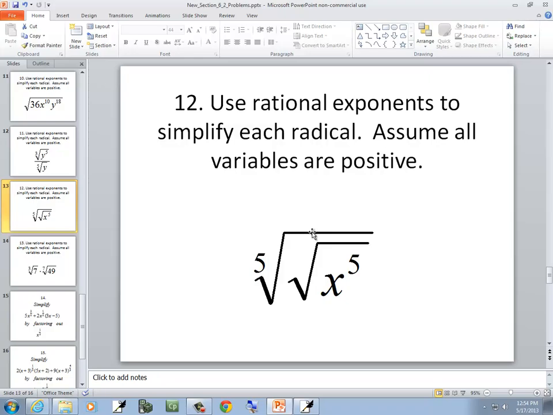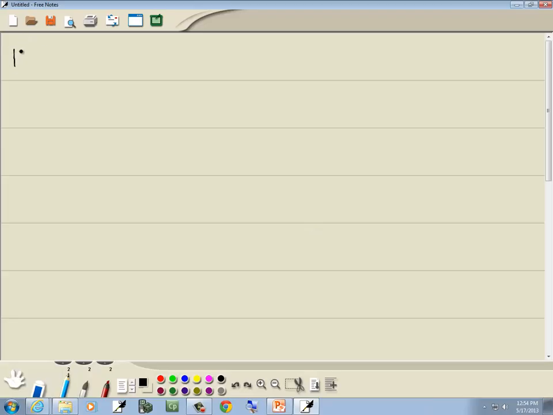Let's look at our next one here. Look at the 5th root of the square root of x to the 5th. Well, let's first start with the inner part. So I'll leave that outer radical alone, and this becomes x to the 5/2. Again, whatever number's in the little slot right here, there is no number, so it's by default a square root, so it means it puts 2 in the denominator, and then the power here goes up on top.